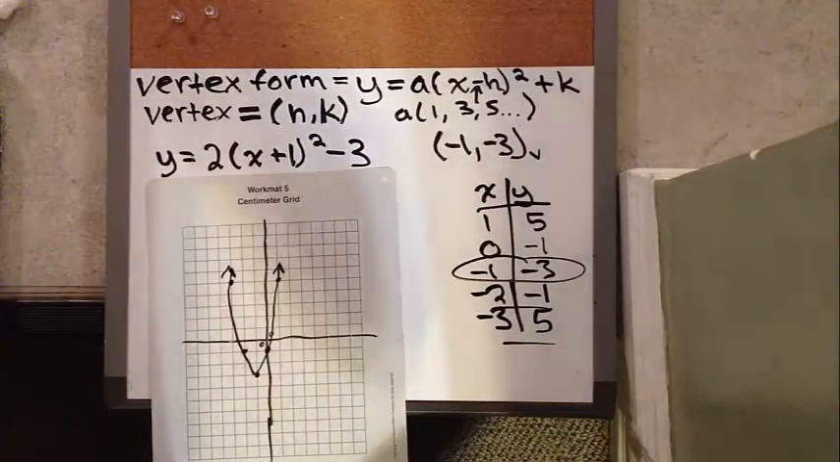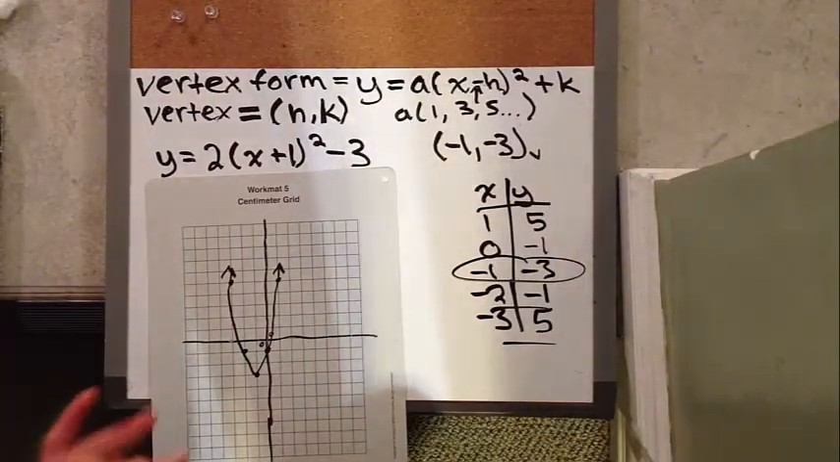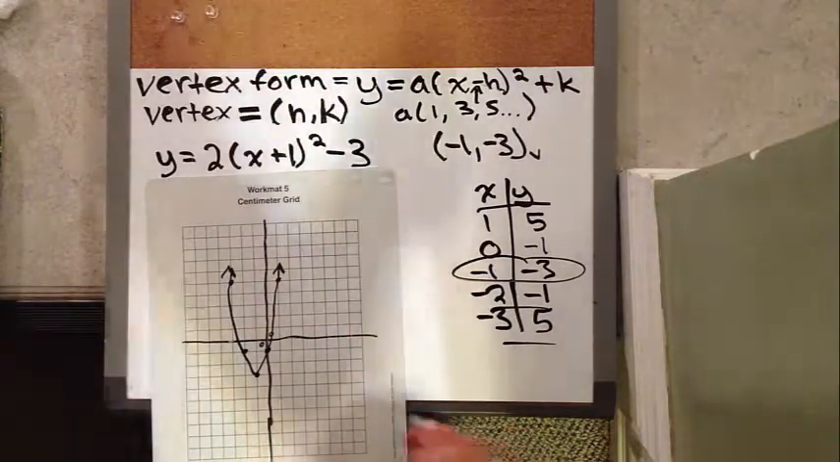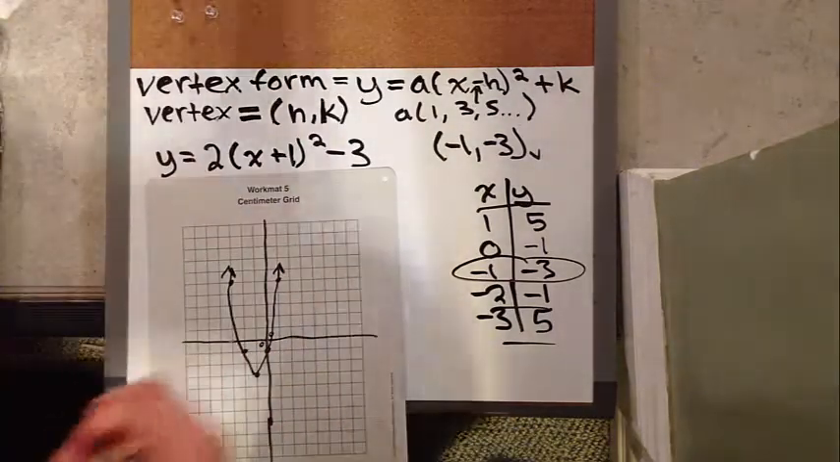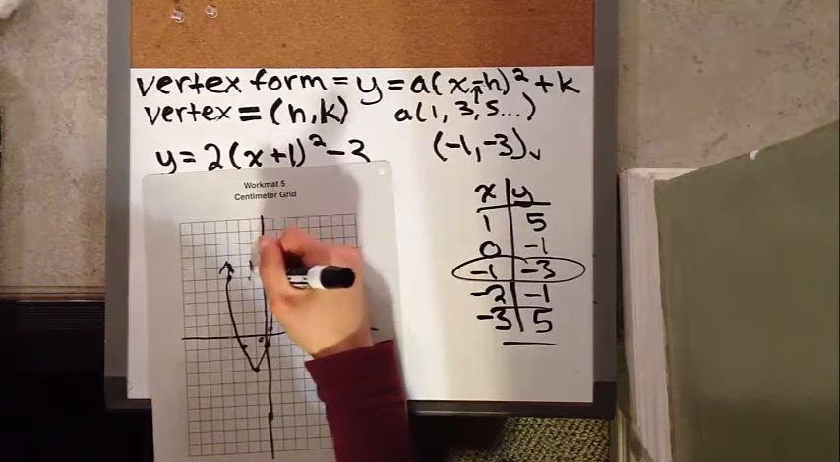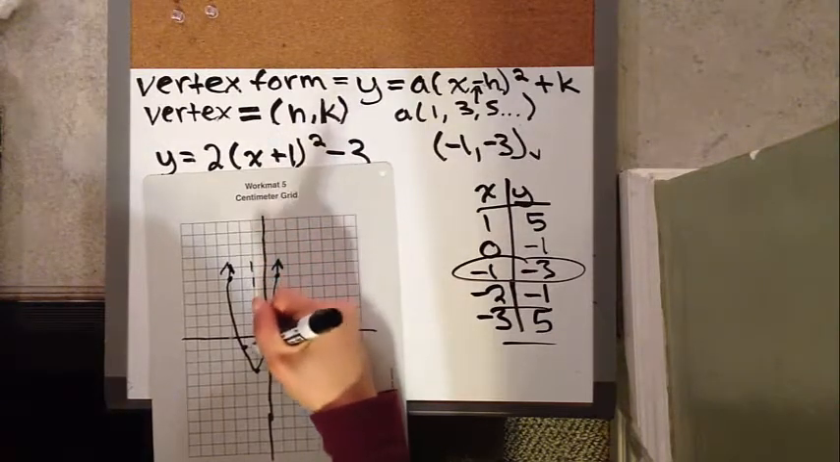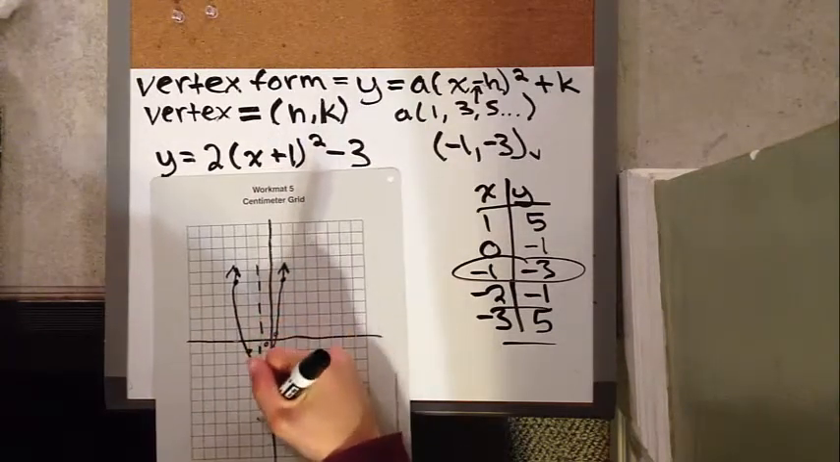The last thing that we have to do for our parabola is just label the axis of symmetry, which will just go right down the center of the parabola through the vertex. Just like that.